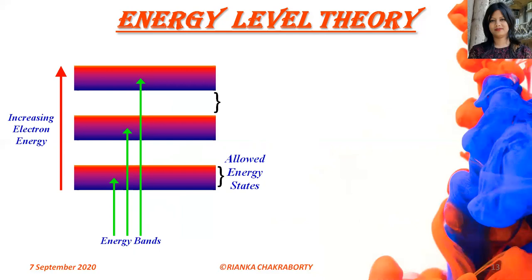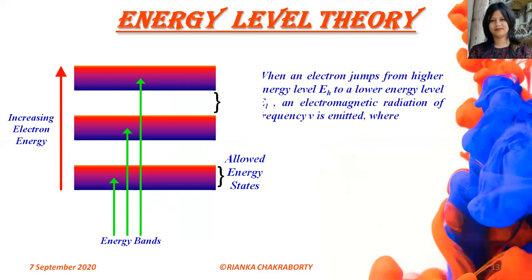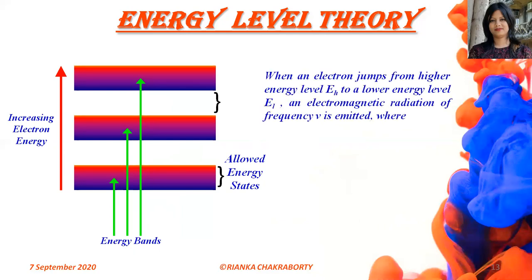So when an electron jumps from a higher energy level EH to a lower energy level EL, an electromagnetic radiation of frequency nu is emitted, where nu equals EH minus EL divided by h, where h is Planck's constant.